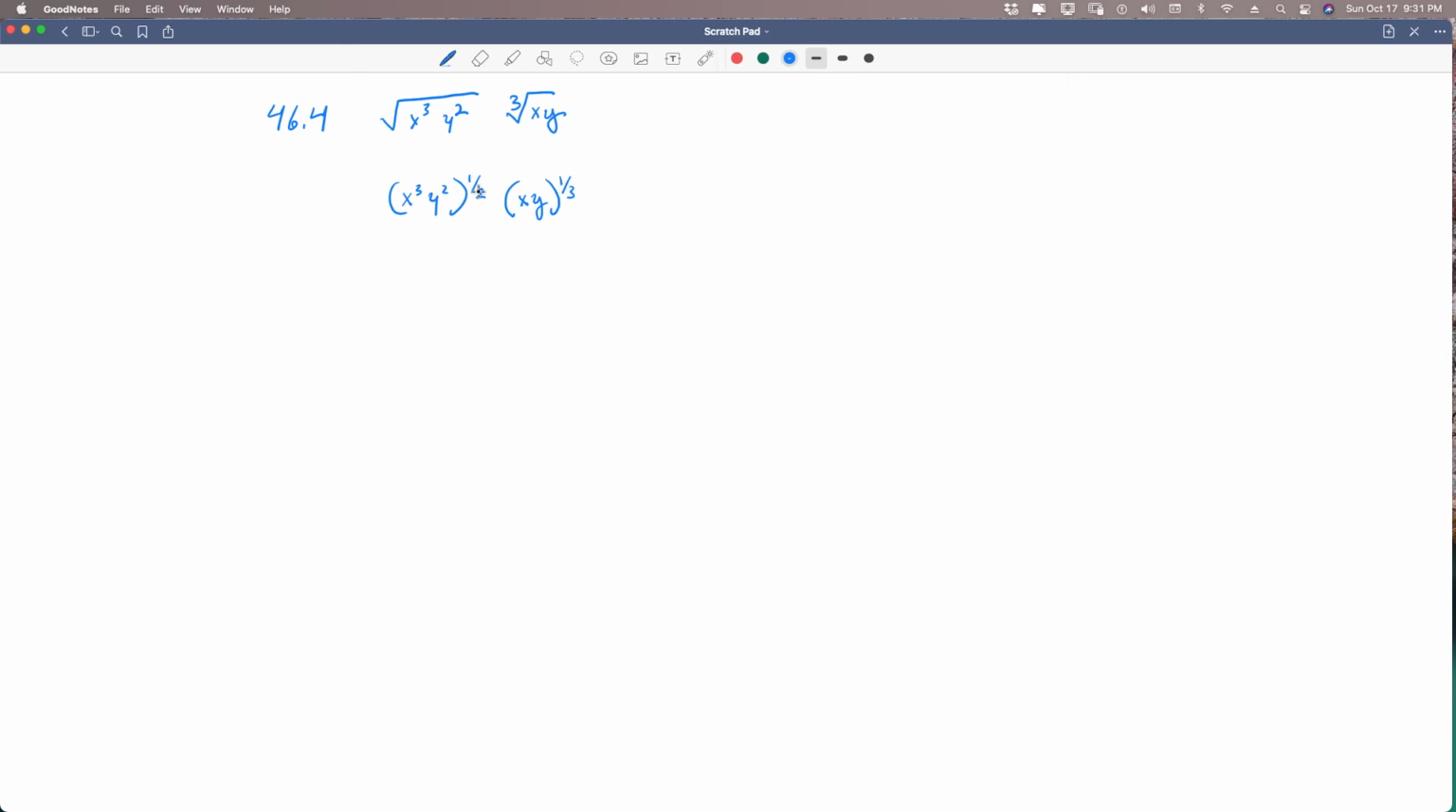Now we can multiply these. So we apply this to both of these, right? So what we end up with is 1/2 times 3 is x to the 3 over 2. And then this becomes y, and 2 times 1/2 is 2 over 2, which is 1. So it's just going to be y by itself. x times 1/3 is going to be x to the 1/3. And then we have y to the 1/3. Right?